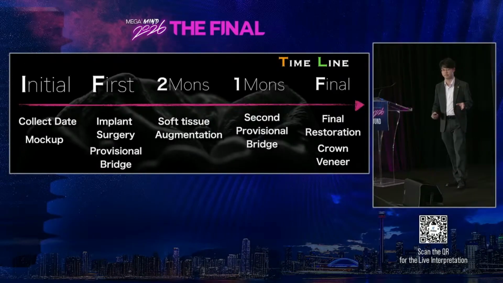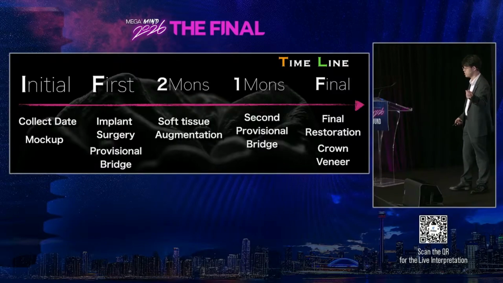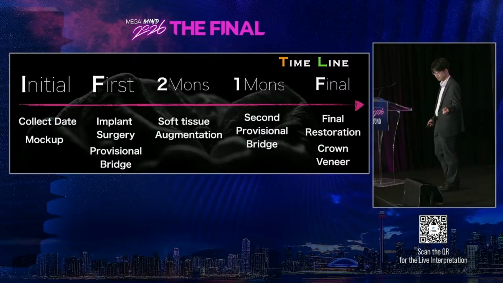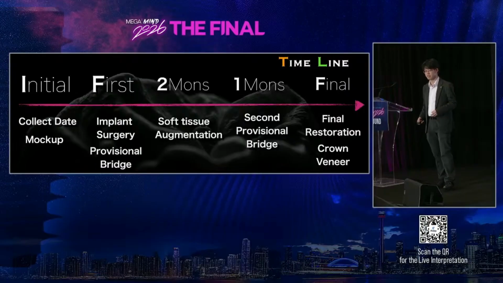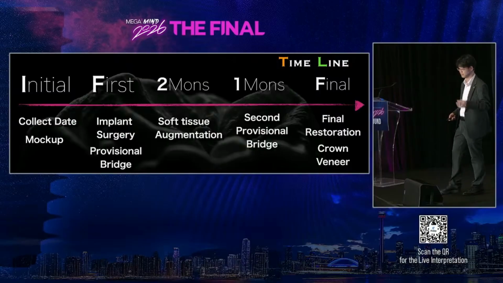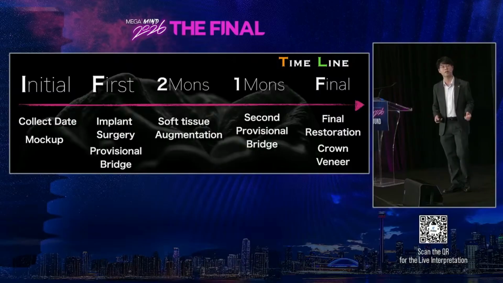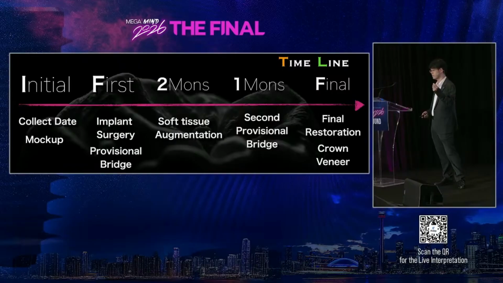So based on the treatment plan, we make a timeline for the patient. The initial data collection, and the first implant surgery, provisional bridge, and 2 months of soft tissue augmentation. For the last month, we did the second provisional bridge, and in the final stage, we do the crown and veneer preparation for the final restoration.